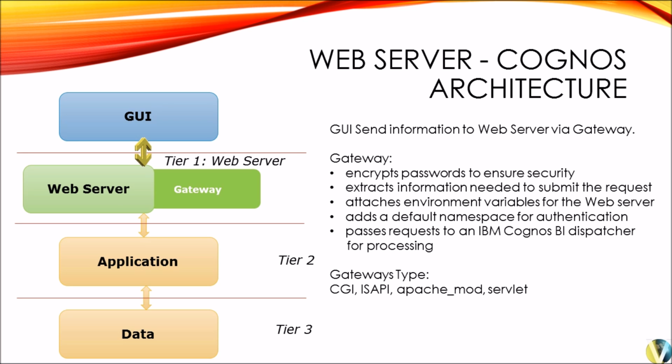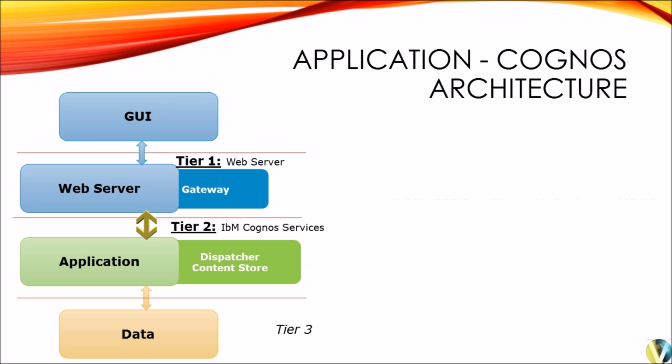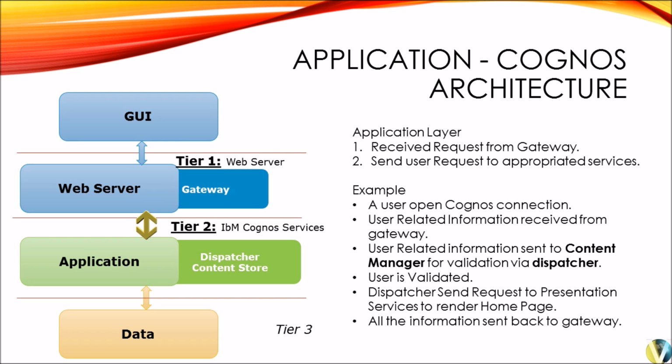Now we are going to discuss the application layer, or application server. So what are the roles and responsibilities of the application tier? In the application layer, all the IBM Cognos related services are installed, and its role and responsibility is to receive a user request from the gateway and send the request to the appropriate services for execution. Once the execution is completed, it sends the result back to the end user via the gateway.